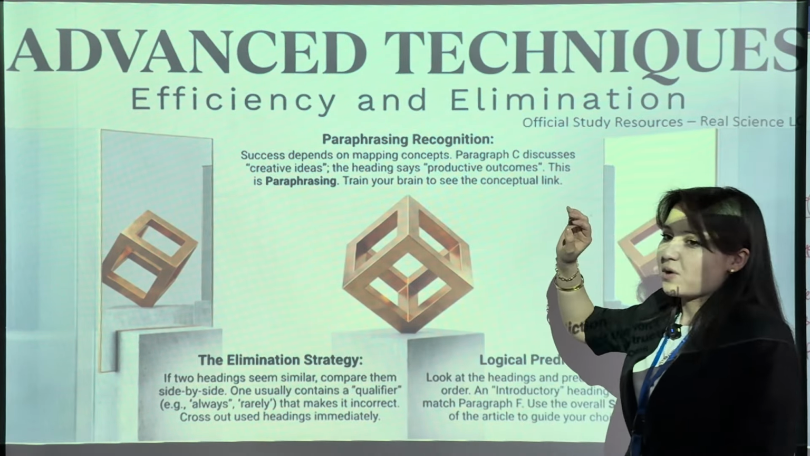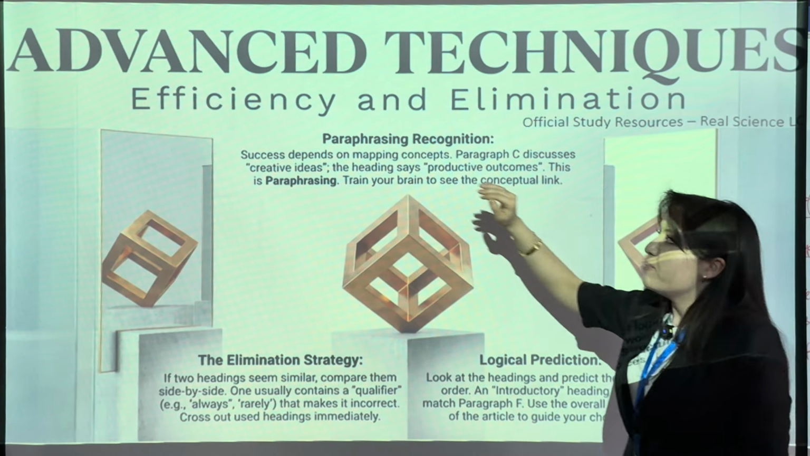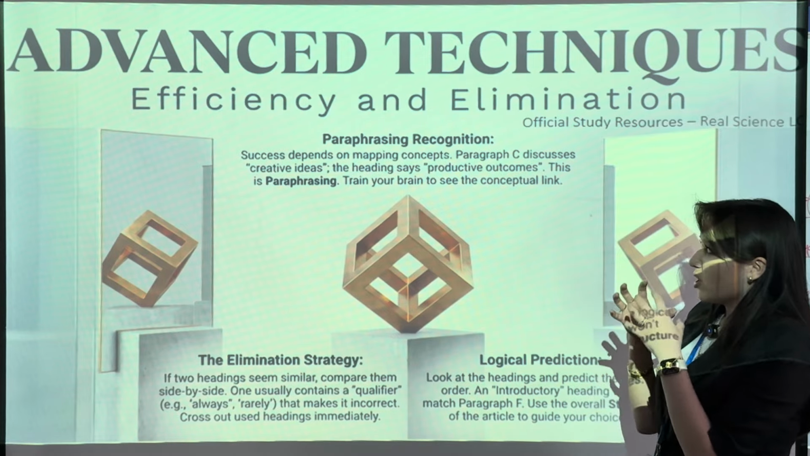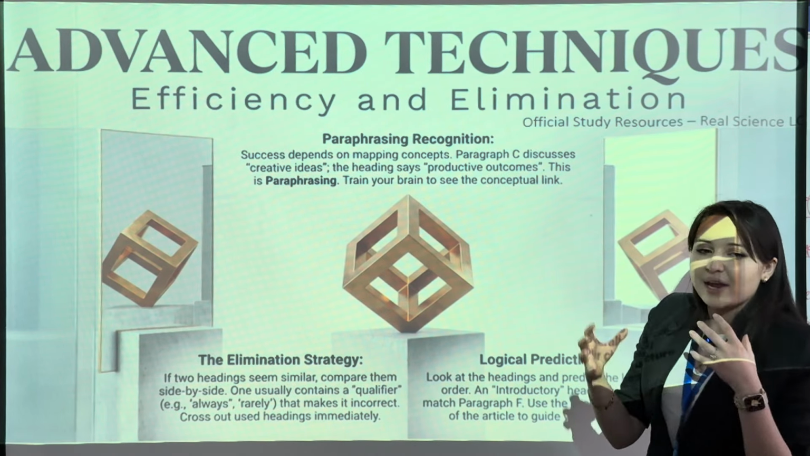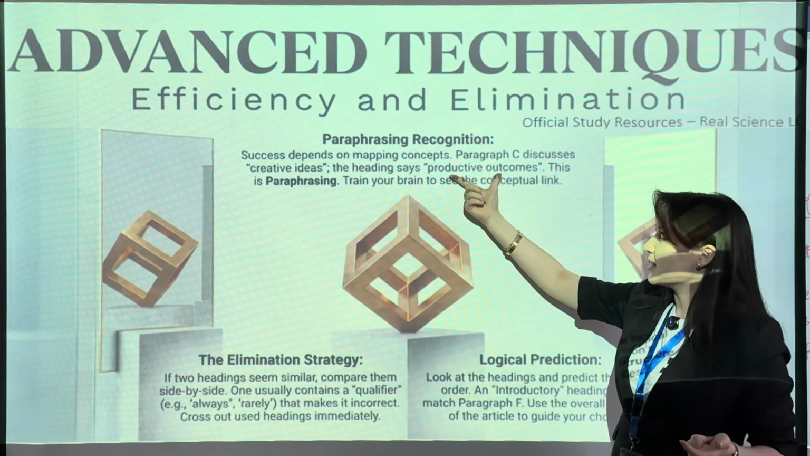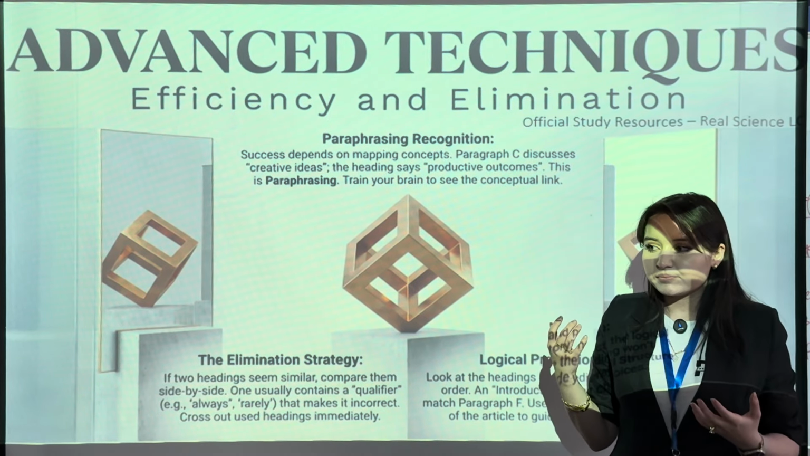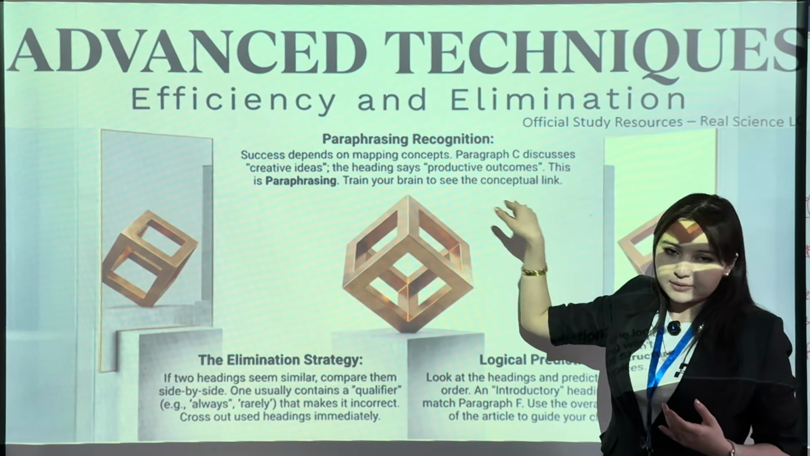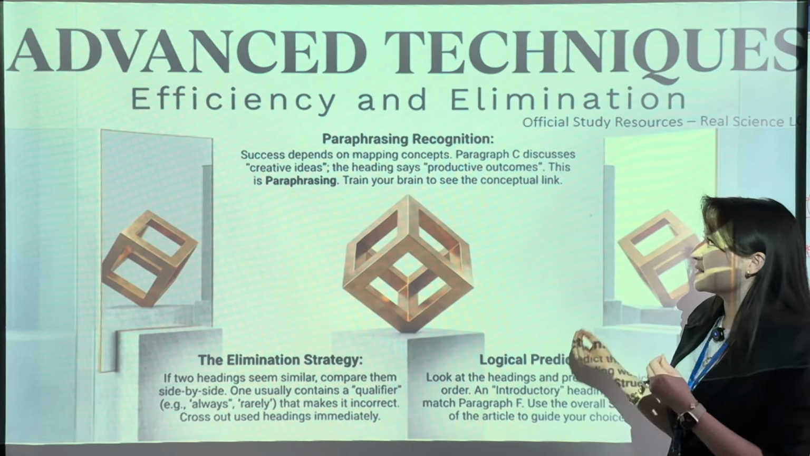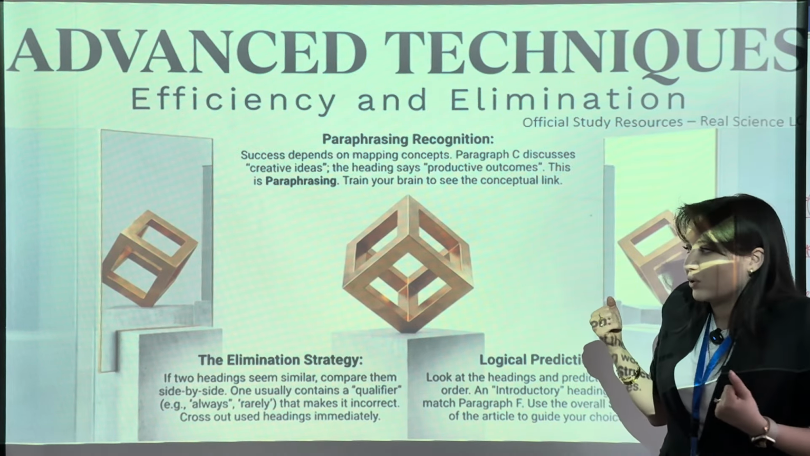So now, this is about advanced technique: efficiency and elimination, paraphrasing recognition. Success depends on mapping context. Paragraph C discusses creative ideas, for example, right? This is about creative ideas, and the heading says productive outcomes. Is the idea the same? The idea is the same right here, in this sense. This is paraphrasing. Train your brain to see the conceptual link. This is the link between the ideas. Conceptual link means link between ideas.